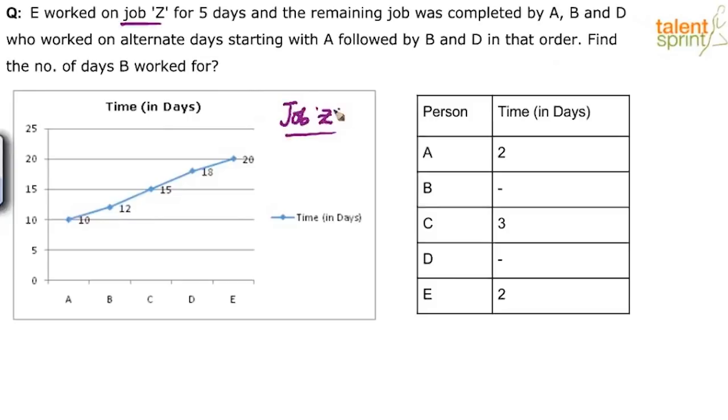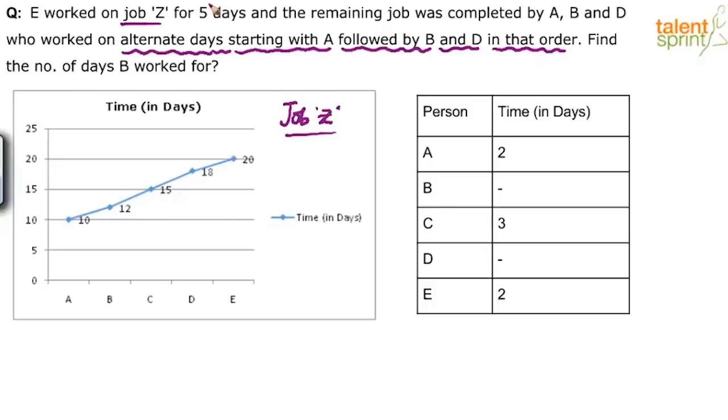So basically this is the requirement for job Z. If A has to work on job Z, he'll take 10 days, B takes 12 days, C takes 15 days, D takes 18 days and E takes 20 days. Now E worked on Z for 5 days and the remaining job was done by A, B, D, who worked on alternate days starting with A followed by B and D in that order. It's not really alternate days that way. I don't know what term to use, but it's A, then B, then D, again A, B, D, and so on. But this came into picture only after E has worked for 5 days.